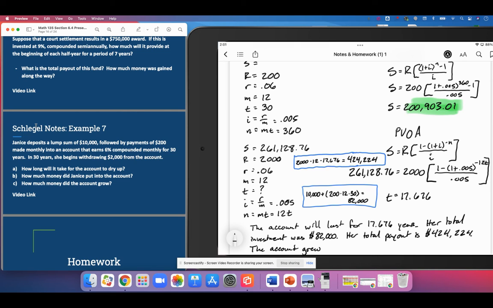And the account grew. Well, she only put in 82,000 and she is taking out 424,000. So that's a difference of about $340,000 that Janice made for doing nothing. That's pretty insane. So the account grew by $340,000.